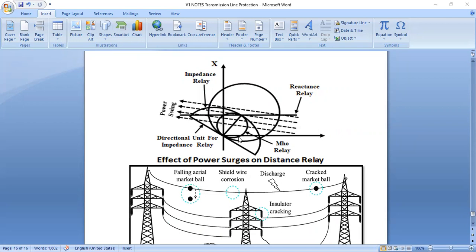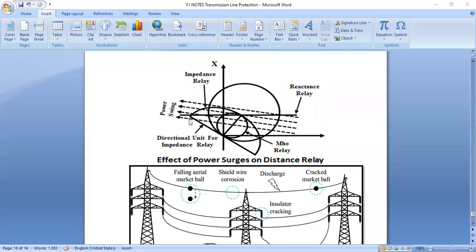In this diagram, they are showing the directional relay, mho relay, reactance relay, and the impedance relay. But you have to draw only for the effect of power swing on the performance of the impedance relay. That means there are some effects. So which effects?